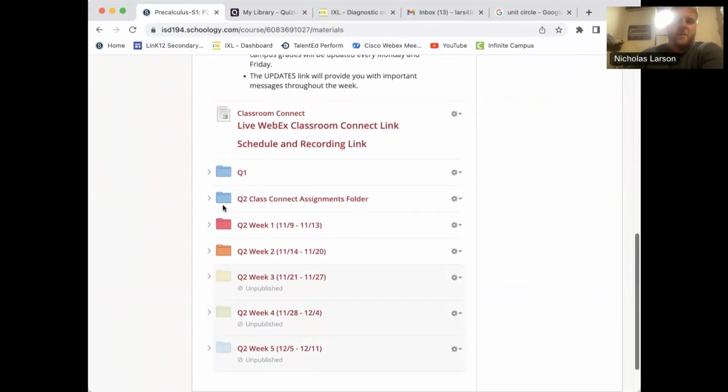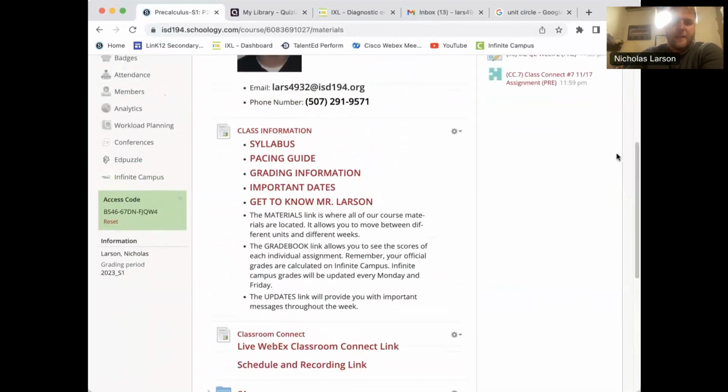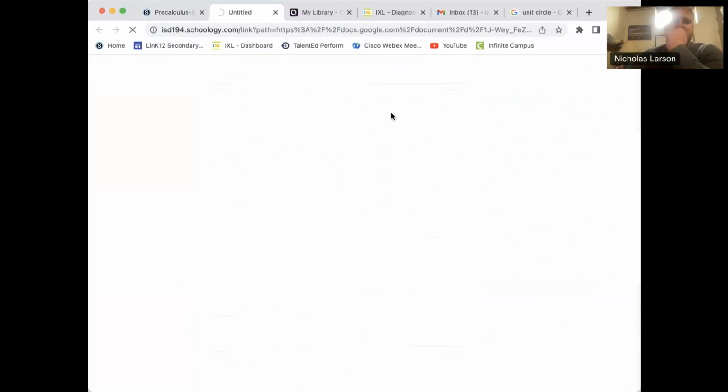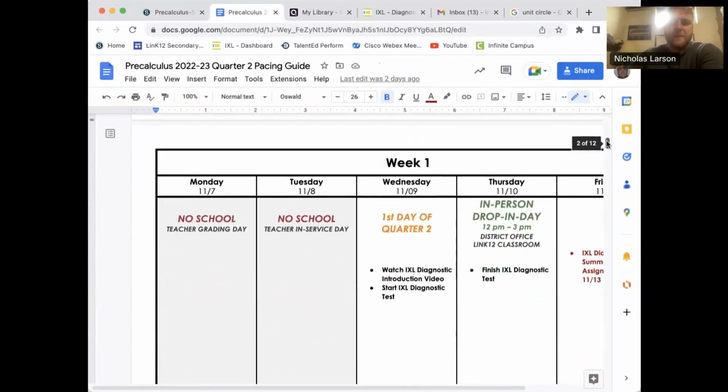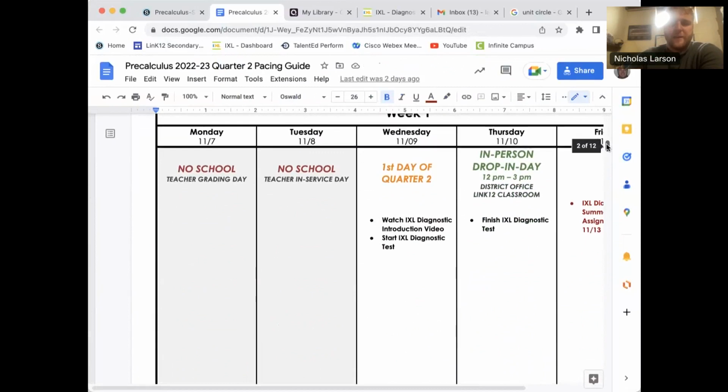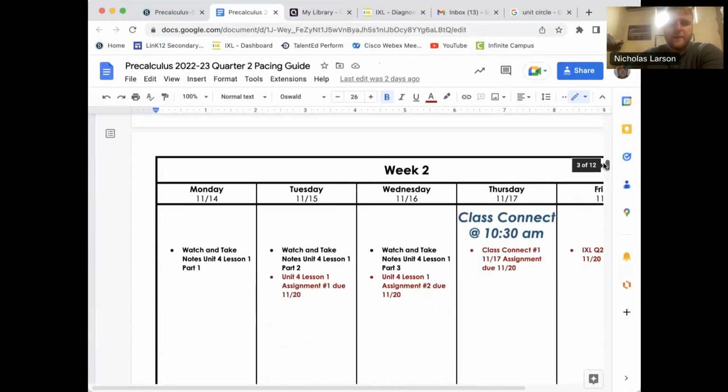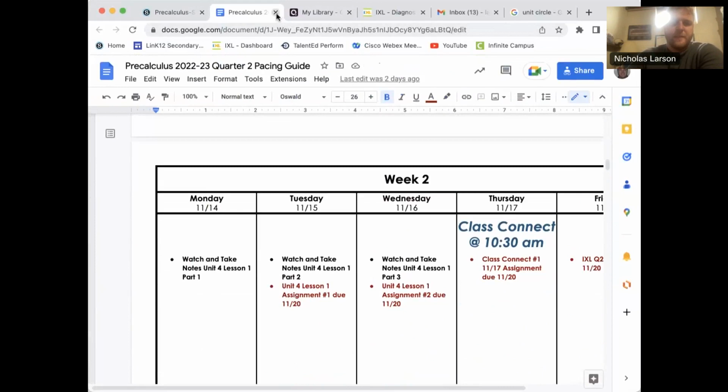Again, I did start renumbering. So quarter two, week one, instead of keeping the weeks going, I renumbered them. So last week was week one, this week is week two. And again, that's reflected on the pacing guide. So you don't have to scroll down as far. I deleted the old stuff. So week one, this was last week, it's right here. Week two, right here. So that's just something to be aware of.